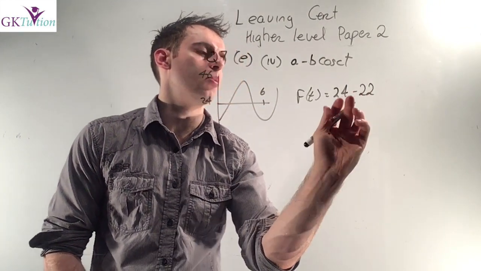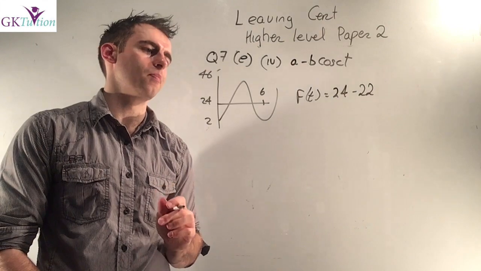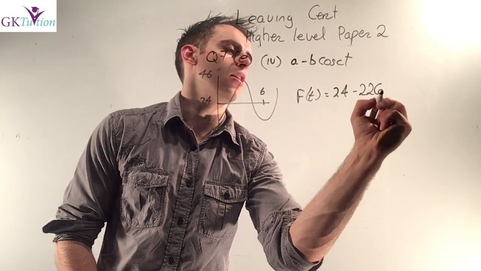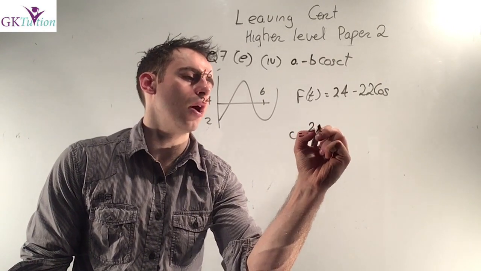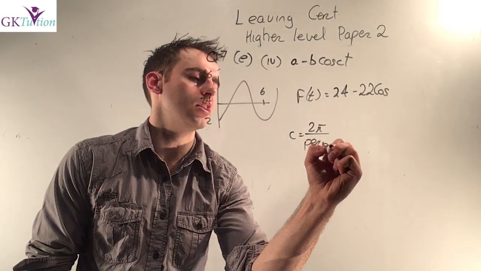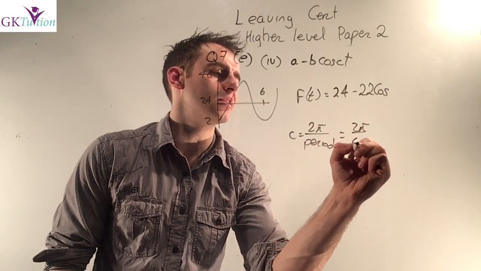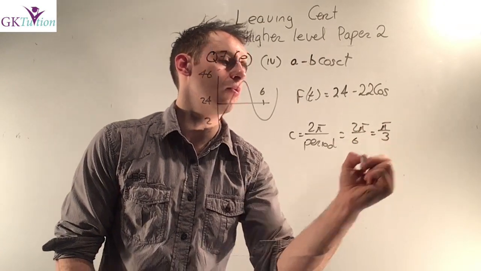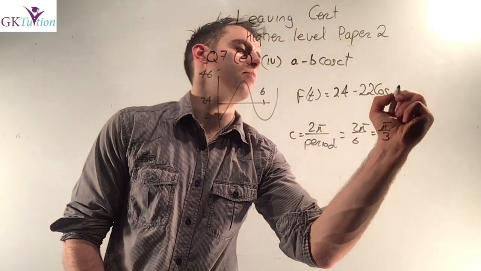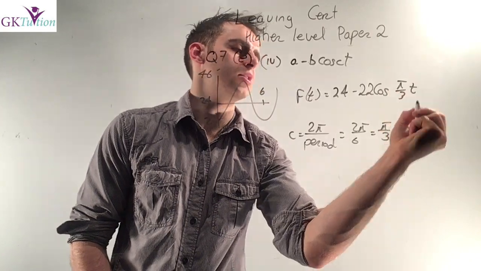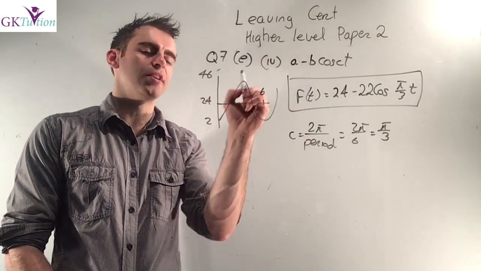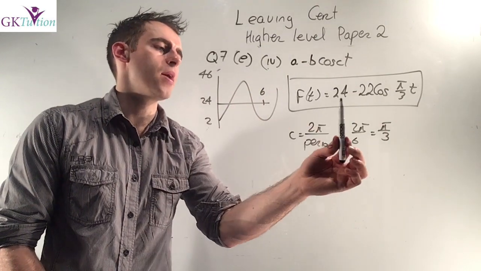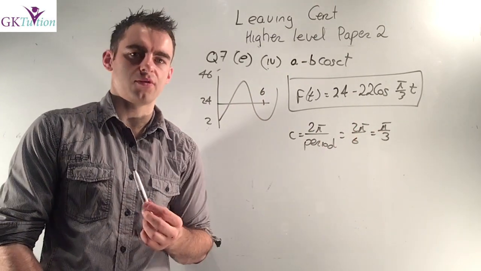So it's minus, we're putting a minus in there because it starts at the bottom. And then C, I already referred to it. In order to get C, that is 2 pi divided by the period, which in this case is just 2 pi divided by 6, which in this case is pi over 3. So in that case, you get pi over 3 times t. And that's your final answer for that bit. You needed to specify that you're using part 4, and then 24, 22, and pi over 3.